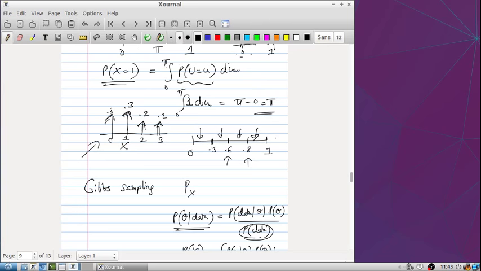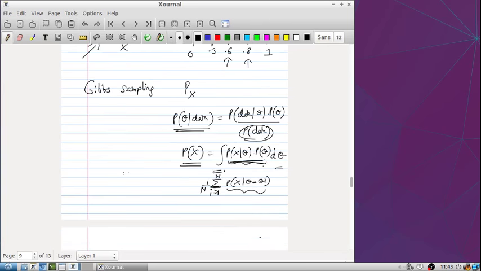Okay. But with high dimensions, there is a class of techniques which are called Markov chain Monte Carlo.